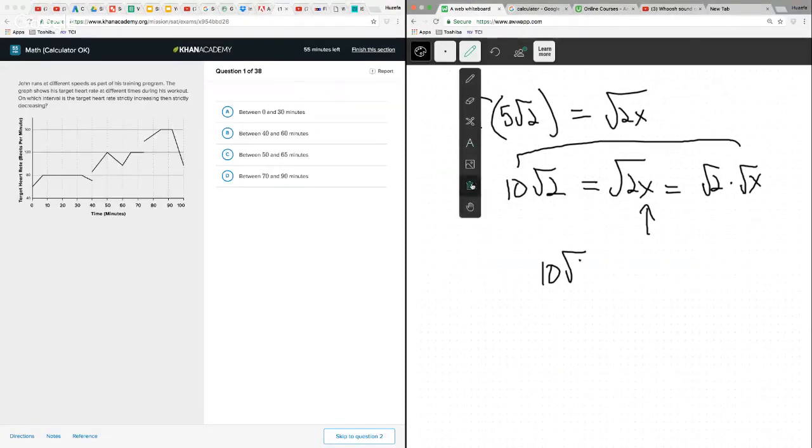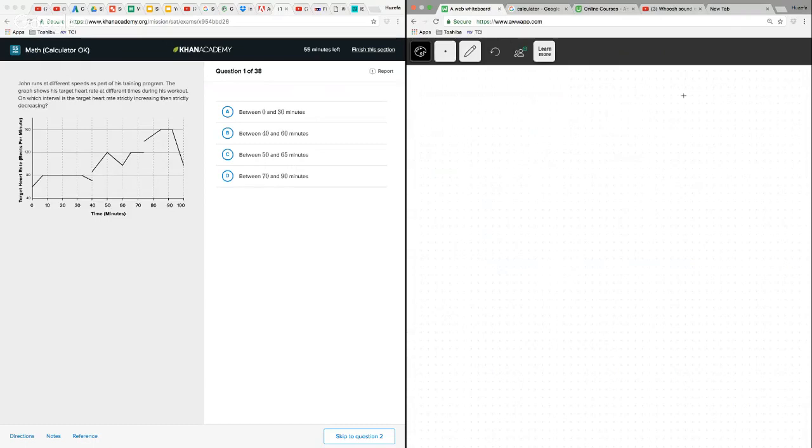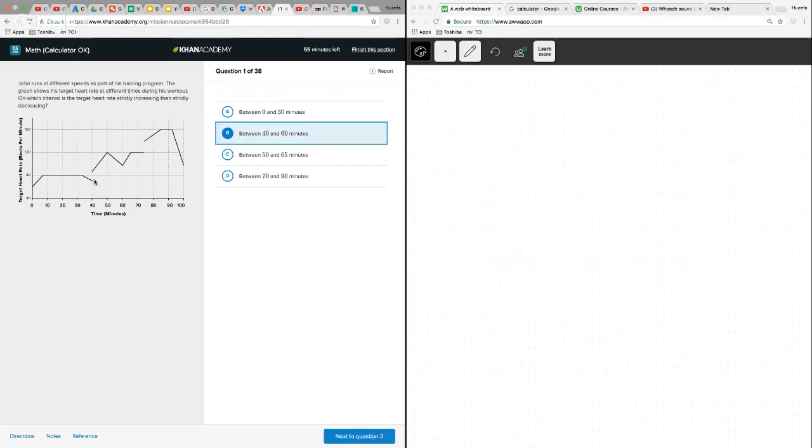All righty. This person runs at different speeds of the training program. The graph shows his target heart rate at different times during his workout. On which interval is the target rate strictly increasing then strictly decreasing? So flatline is neither. Flatline is staying the same. So we're talking about increasing then decreasing. This looks good, like 40 to 60. And that's right there. They have that option, 0 to 30. None of these other ones work. None of these other ones work. Strictly increasing then decreasing. Next.